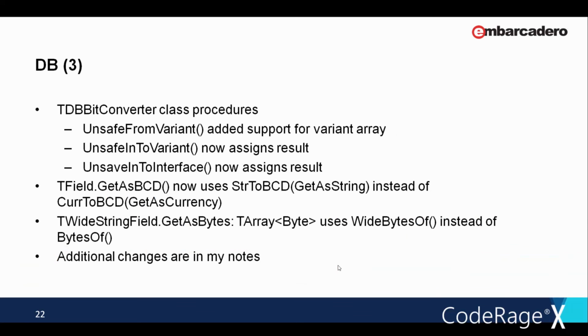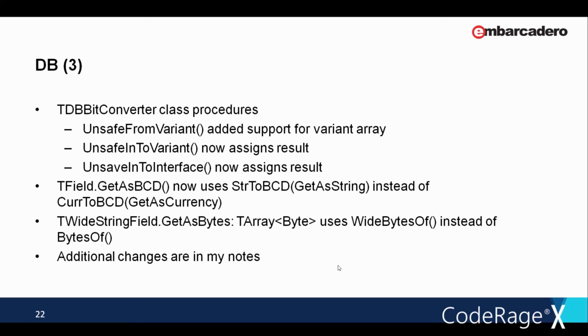The TDBBitConverter class procedures, unsafe from variant, has added support for variant arrays, and there are bug fixes for unsafe into variant and unsafe into interface, which now assign results. I apologize for all my typos. There was a lot of stuff to type in.